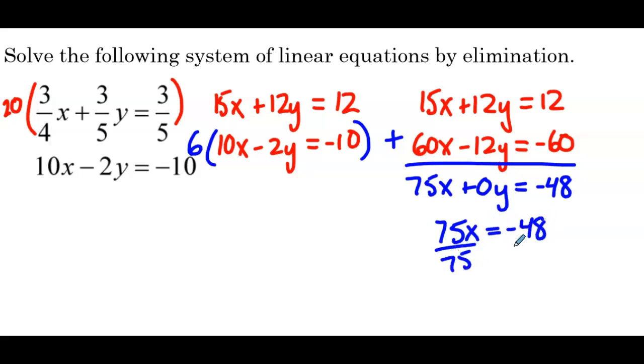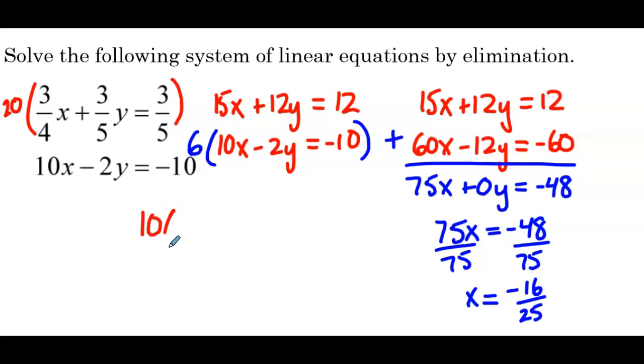Divide both sides by 75. X equals, so let's see, 48 and 75 are each divisible by 3. So that would be negative 16 over 25. And 16 and 25 don't have any common factors, so that is simplest terms. And now that we've solved for x, we have to go back and solve for y. So I'll substitute into the second equation.